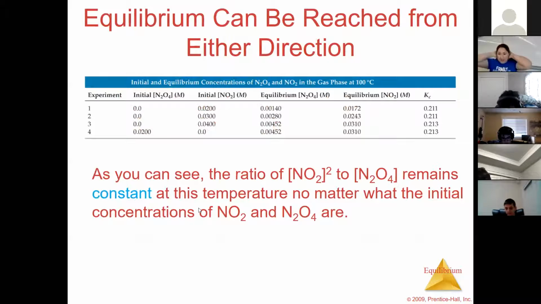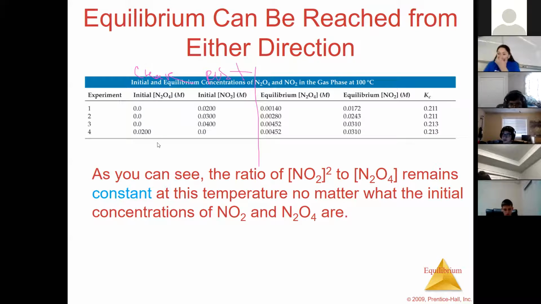So now let's look at some data. We did 4 experiments, and this is that same experiment where you have the clear and the rust color. Which one's rust? So N2O4, this is clear. And this one's rust, like an orangey rust.